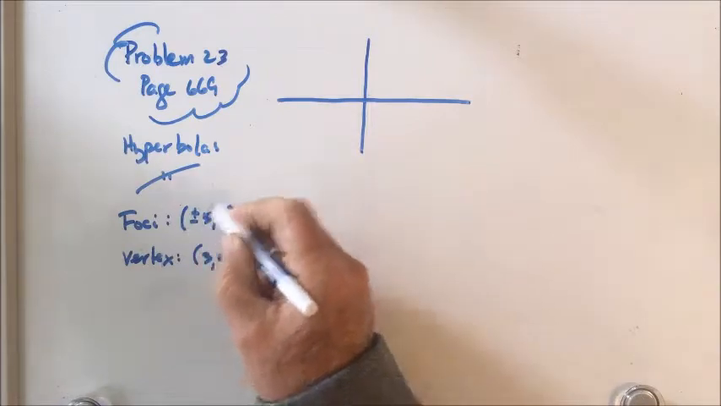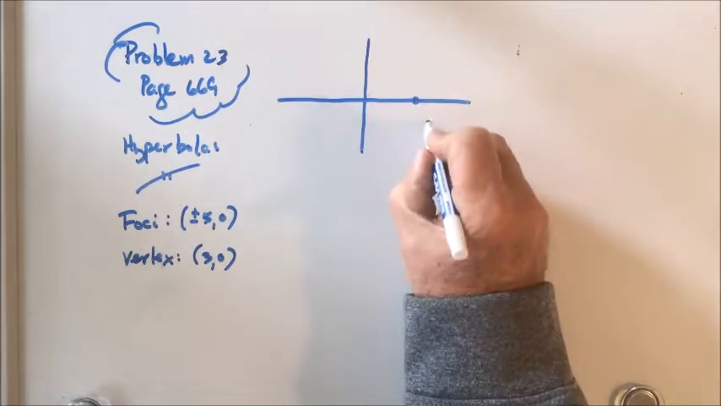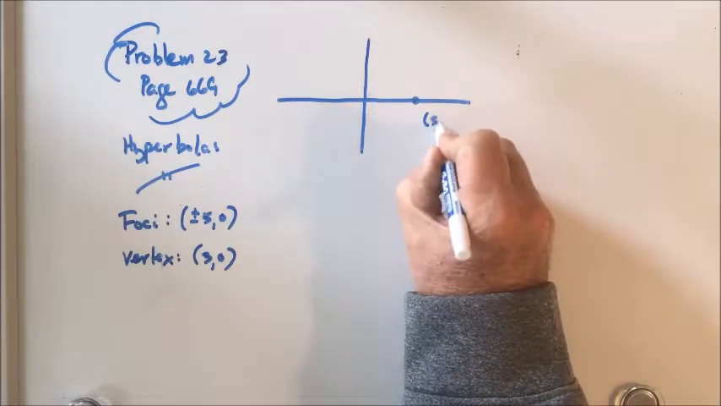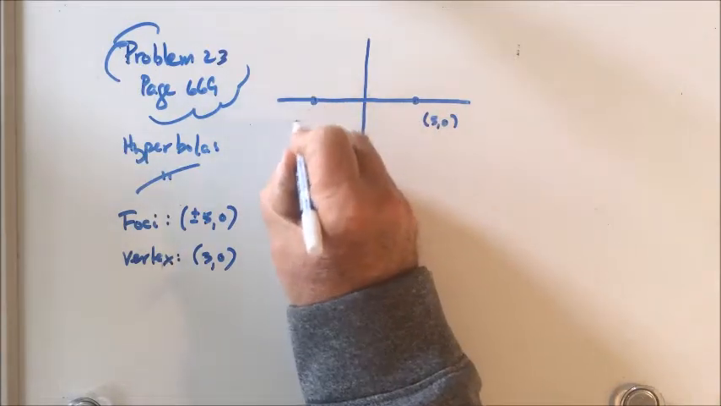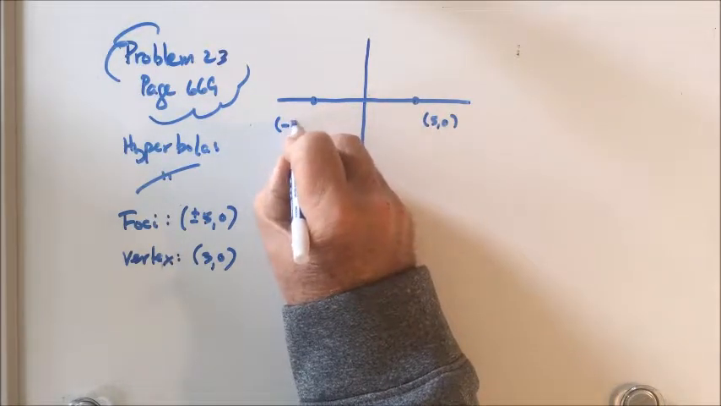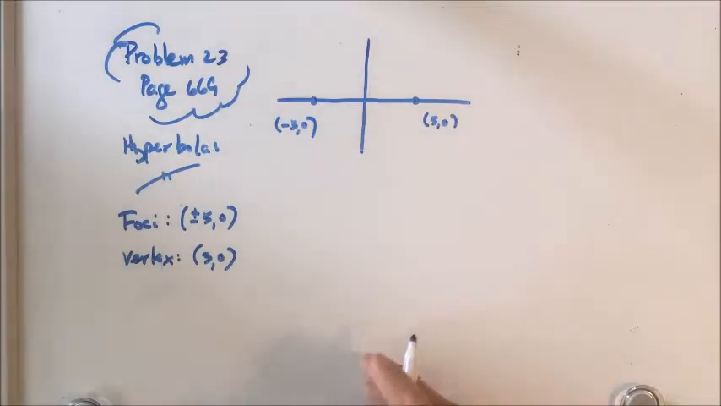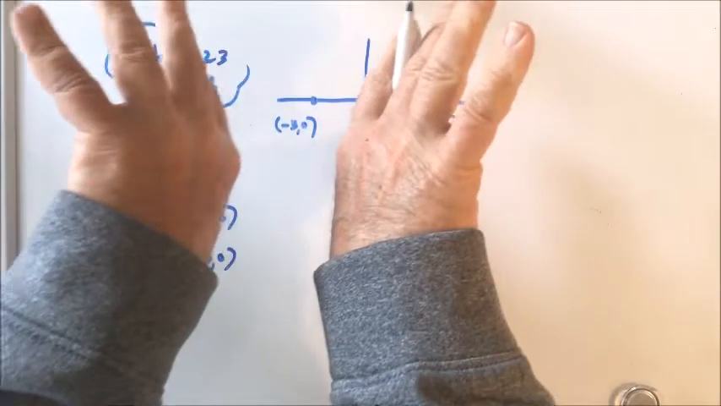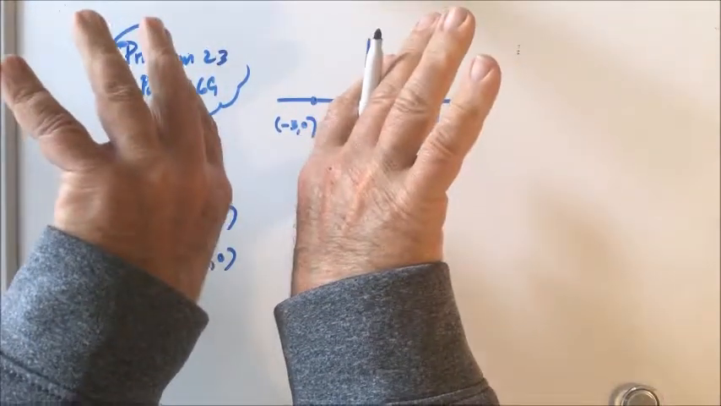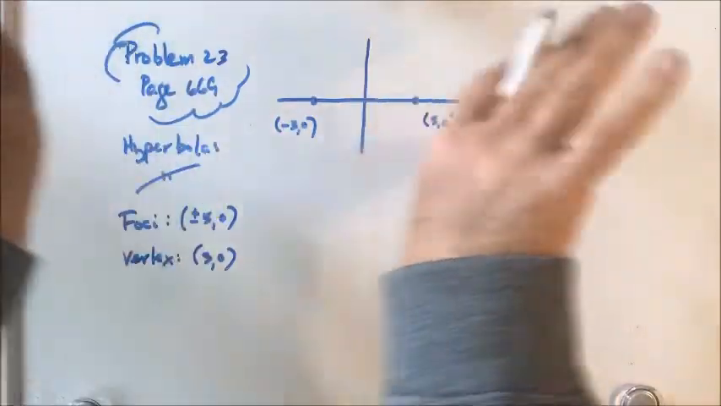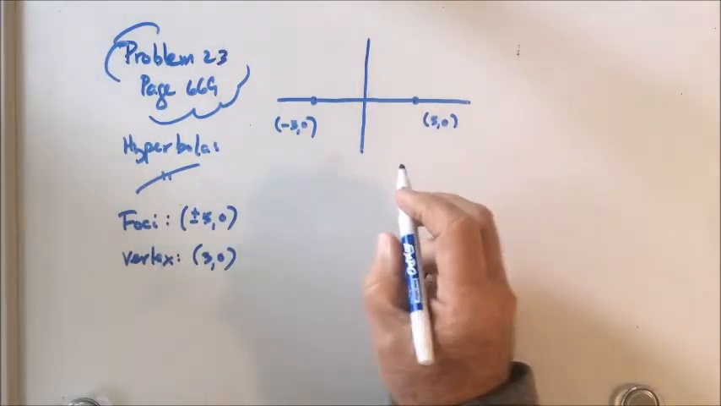So let's just kind of graphically get down what we were given. We're told that there are 2 points here. They are foci. This one right here is 5, 0. This one on the other side is minus 5, 0. So already we realize that we're dealing with the two branches of the hyperbola opening left and right.